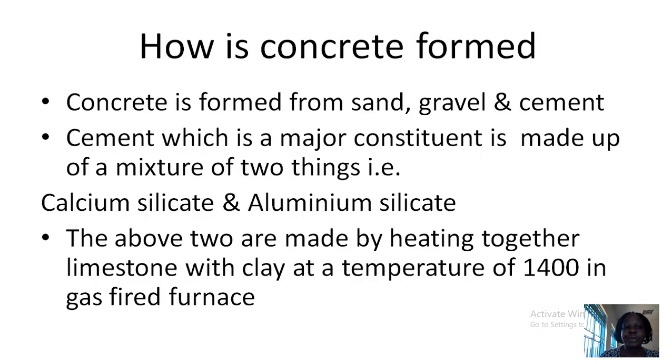So how is concrete formed? Concrete is formed by mixing sand, gravel, and cement. However, we should know that cement becomes the major constituent and is made up of two things, that is aluminium silicate and calcium silicate. And those two are heated together with limestone and clay at a temperature of 1400 in a gas-fired furnace.